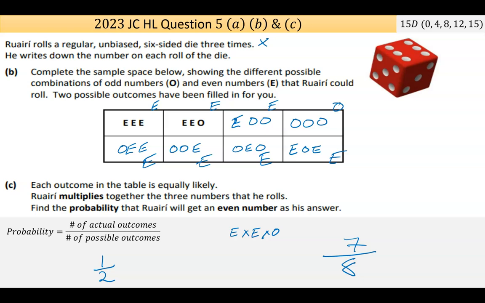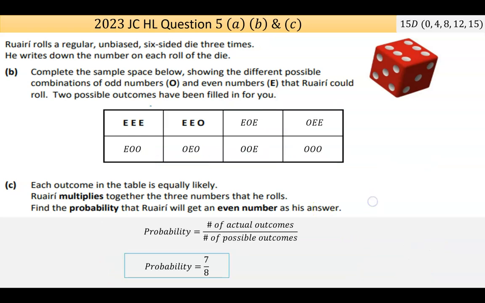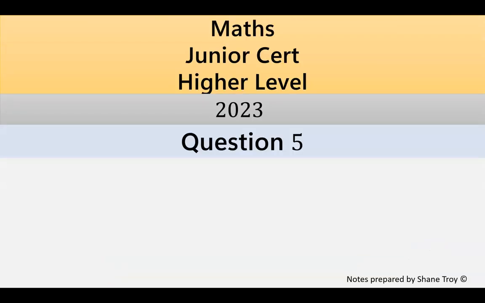One thing I did notice from the marking scheme is that if you had said 7 in 8, there was a penalty applied, or if you made the ratio 7:8. Okay, so probability is always scored between 0 and 1. If you leave that as a fraction, that's cool. If you leave that as a decimal, that's cool, unless they specifically state how they want it. So that's the end of question 5.